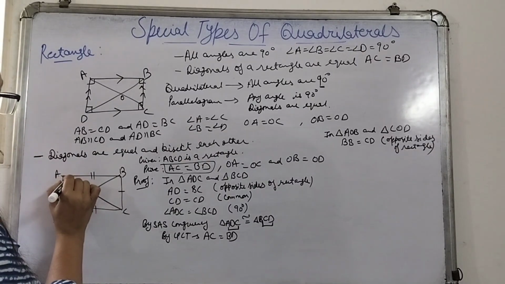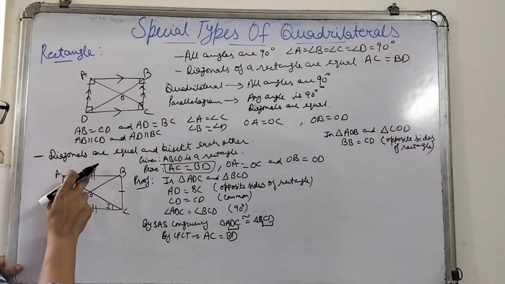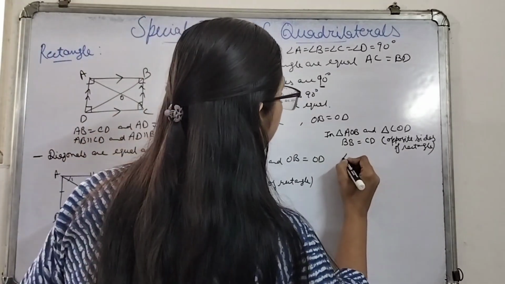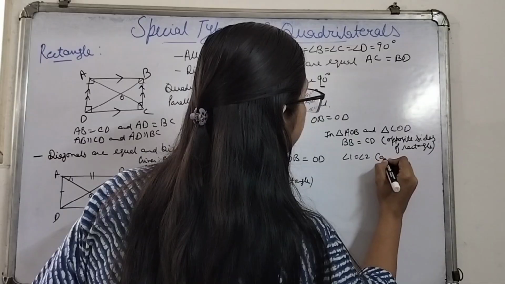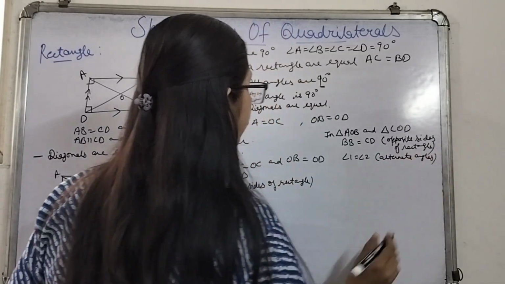So if this is your angle 1 and this is your angle 2, then angle 1 will be equivalent to angle 2. They are your alternate angles. So angle 1 is equivalent to angle 2.